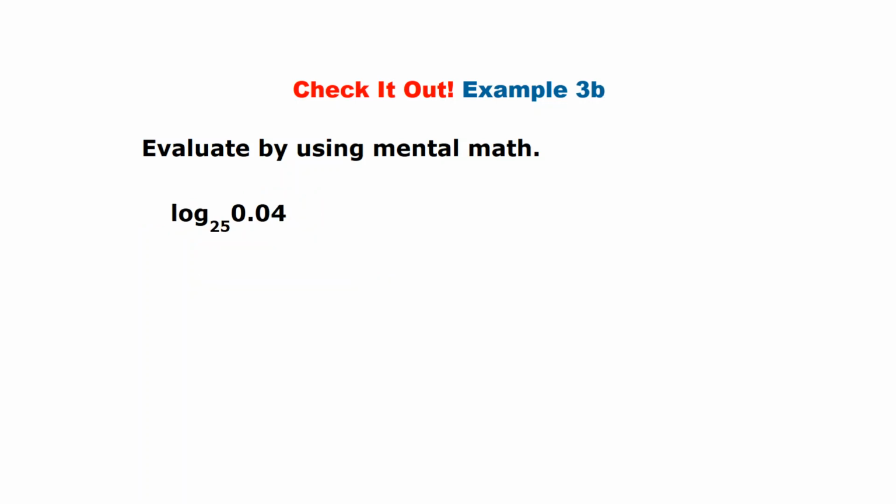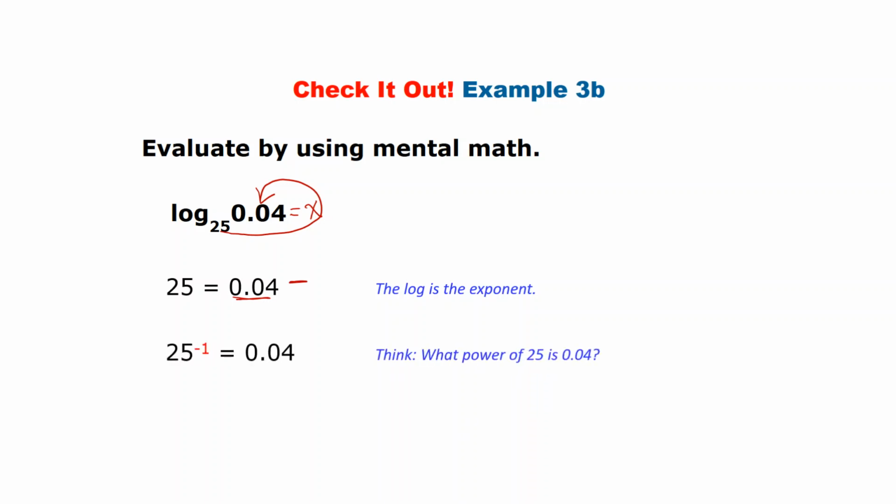One more for you to try on your own. Turn the video off and give it a try. All right, once again, we're going to set this equal to x. So we're going to think 25 to the x power equals 0.04. Now notice that this is 0.04, so we know it's going to be a negative, and it's actually just negative 1 because 1 over 25, when you put that in your calculator, is actually equal to 0.04. So to write it out as a log, log base 25 of 4/100 equals negative 1. And again, notice my log statement is equal to my exponent.